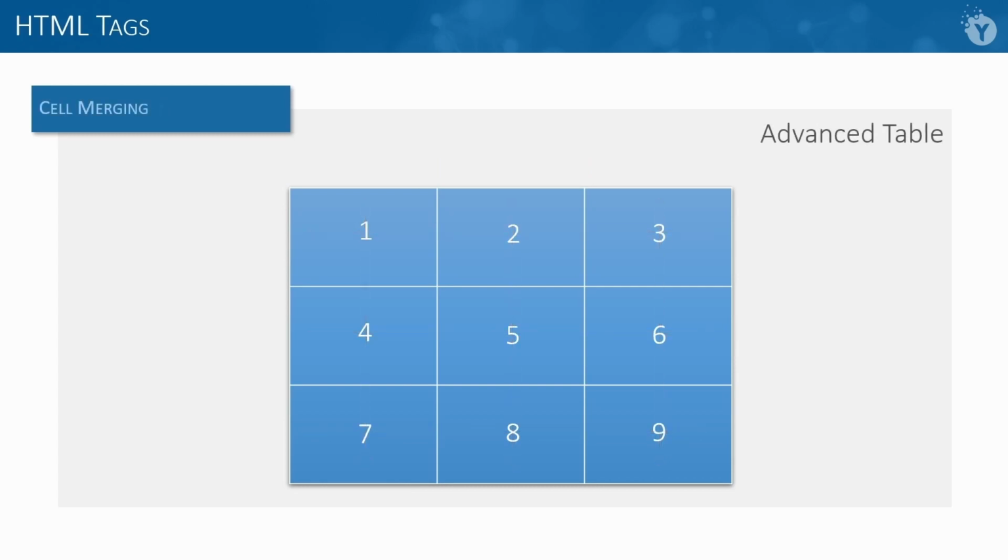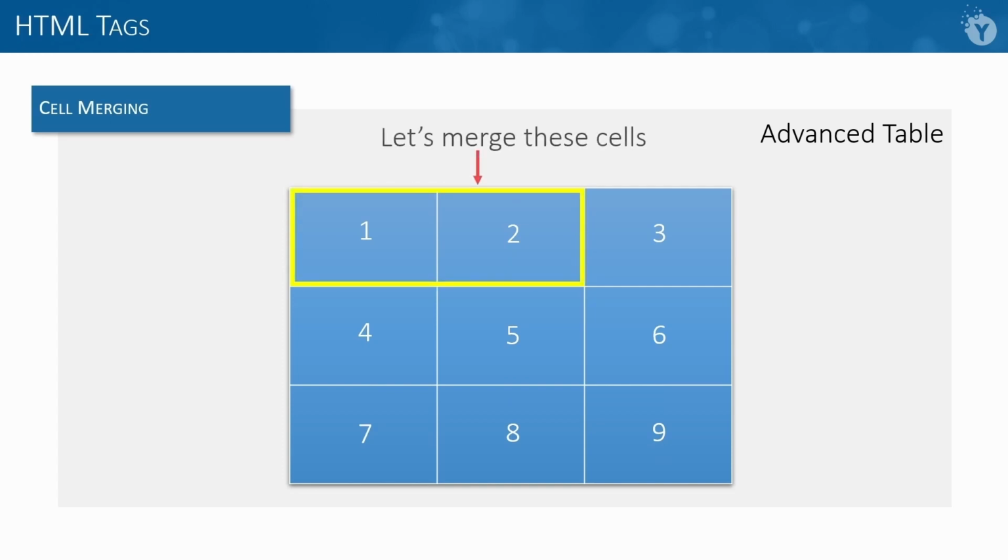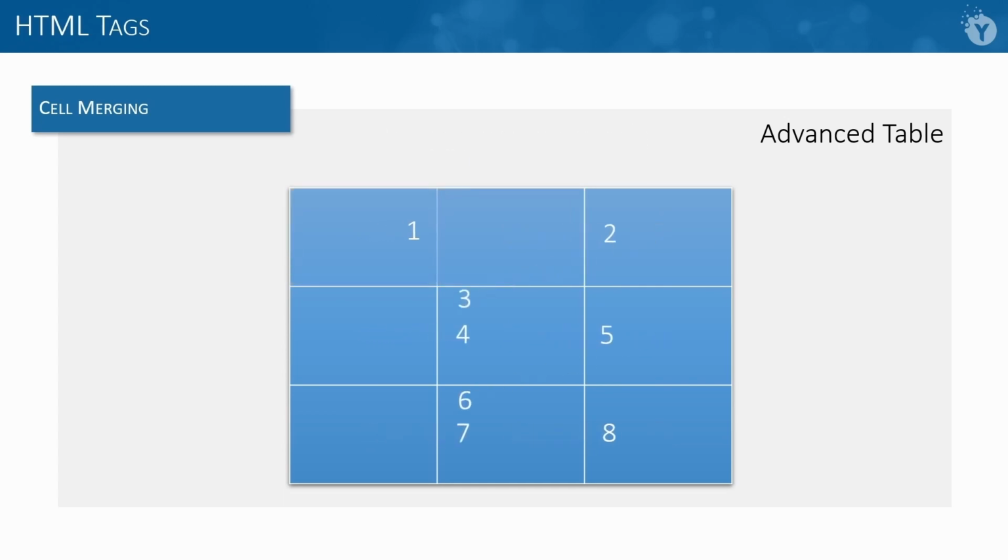Let's now move on to more advanced table concepts, where we'll start to look at cell merging. Here, we may want to merge cells 1 and 2 together. When we do this, we turn 2 cells into 1 and we shuffle the others around. Now cell 1 takes up the width of 2 columns, and as a result, we've lost cell number 9.